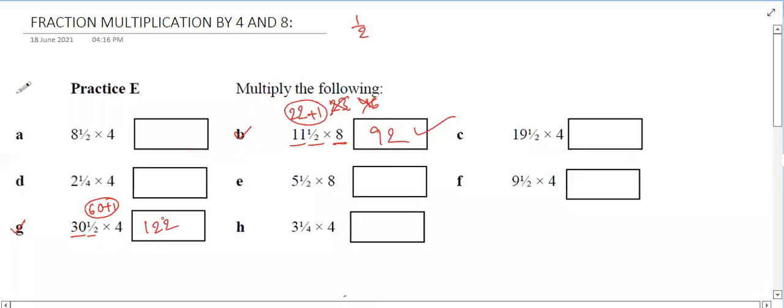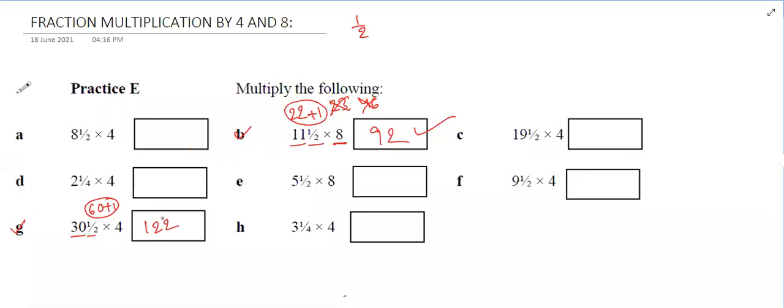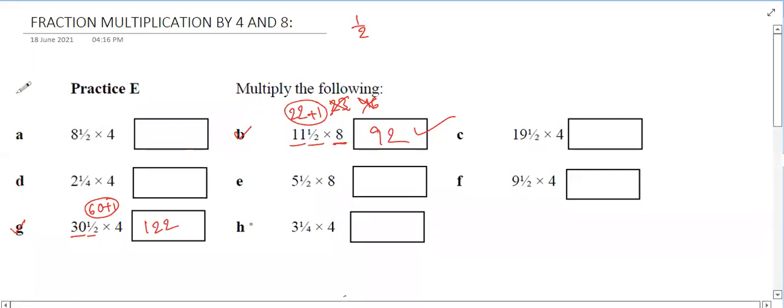Then Patak. Yes, sir. 3 double is 6. There is only 3. 3, right? Yes, sir. 3 1 by 4.